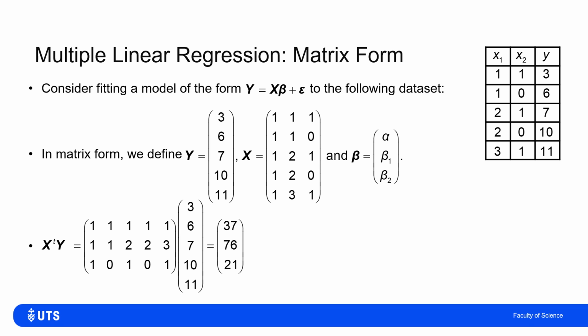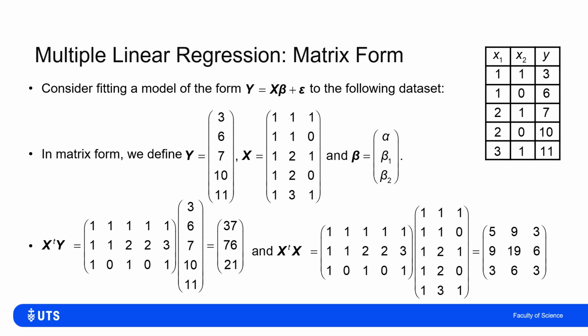So now this is more where I would use a computer to calculate some of these. Not that we can't do matrix multiplication by hand, but that for larger models, this is going to get very slow and very messy very quickly. So I multiply X transpose Y, what I get is 37, 76, 21. Please feel free to check any of those. And X transpose X is a little bit messier, but of course a 3 by 5 matrix multiplied by a 5 by 3 will give me a 3 by 3 matrix.